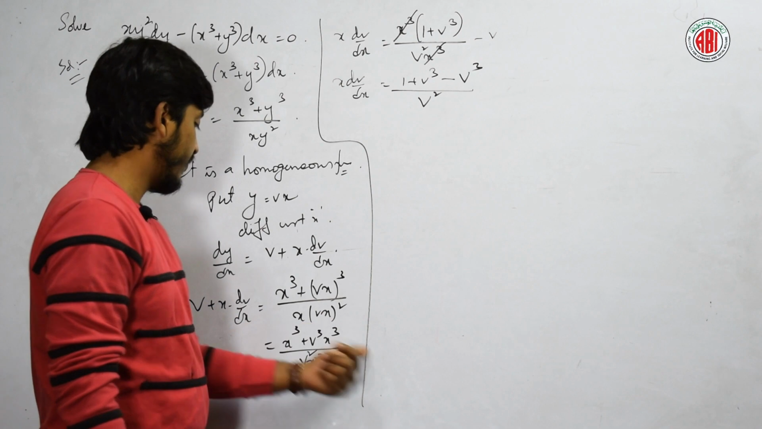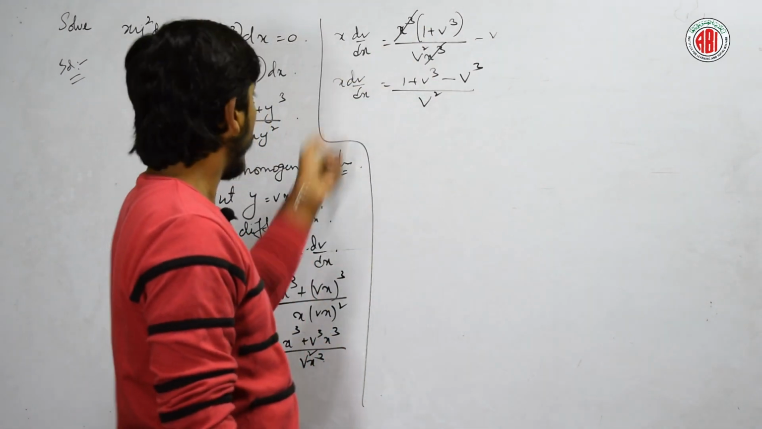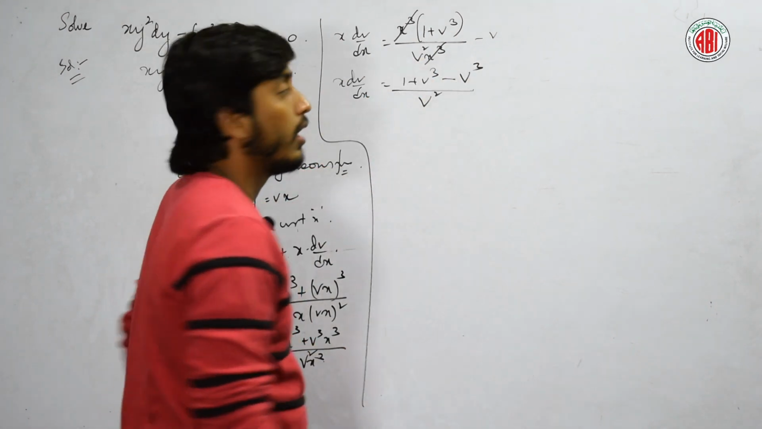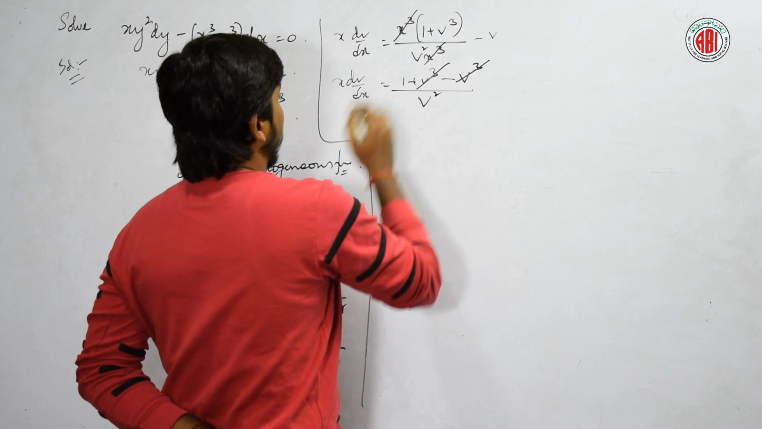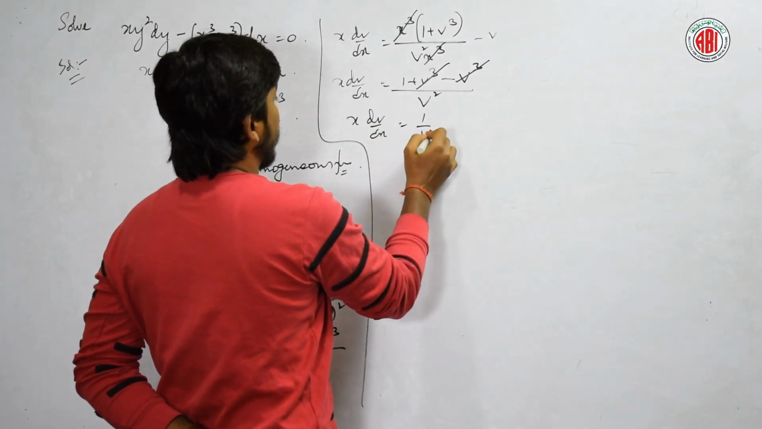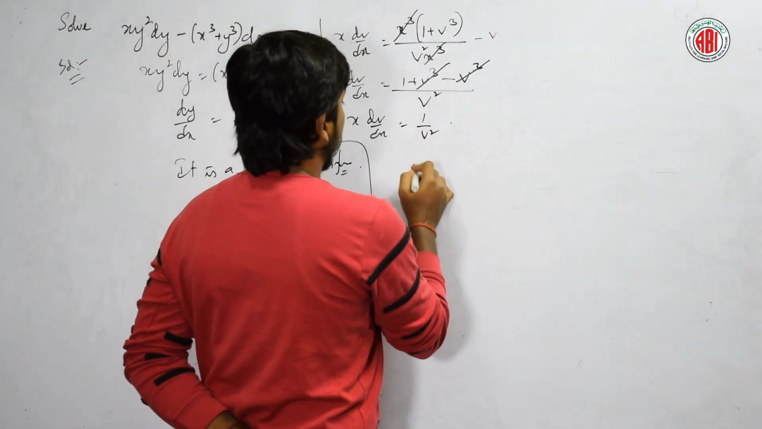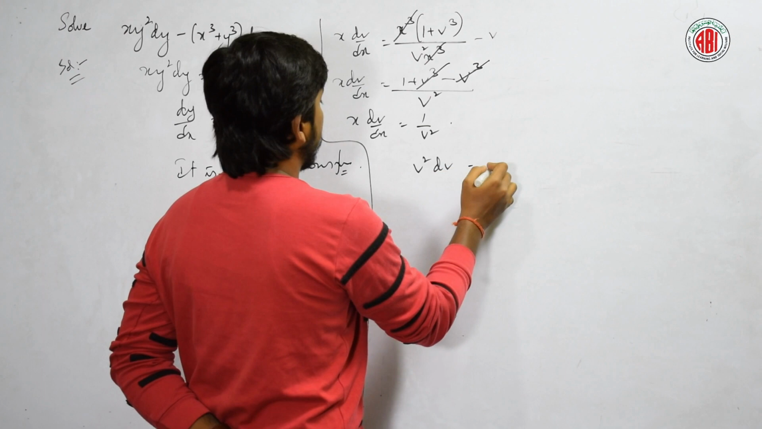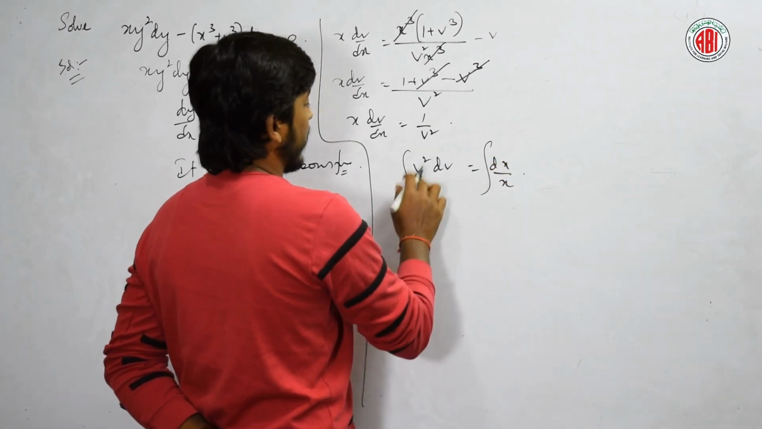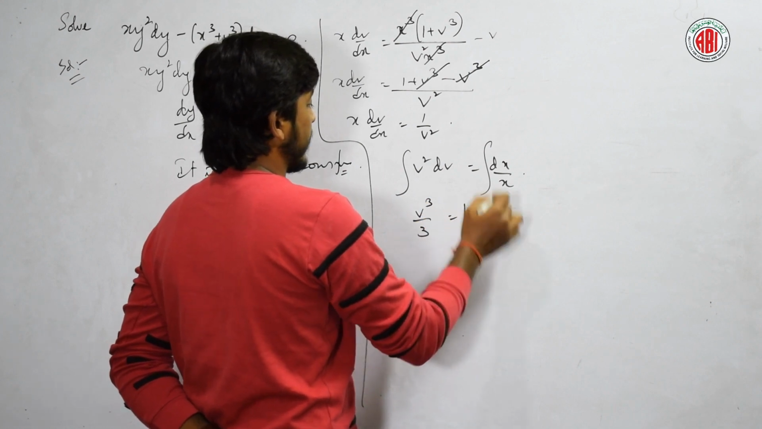Now if I send this v that side, I will get 1 plus v cube by v square minus v. v square into v is v cube. Is it okay? Now see here, v cube will get cancelled. x dv by dx is equal to 1 by v square. Now let us separate all terms. So we will get v square dv is equal to dx by x. Let us integrate. What is the integral of v square dv? v cube by 3 is equal to log x.